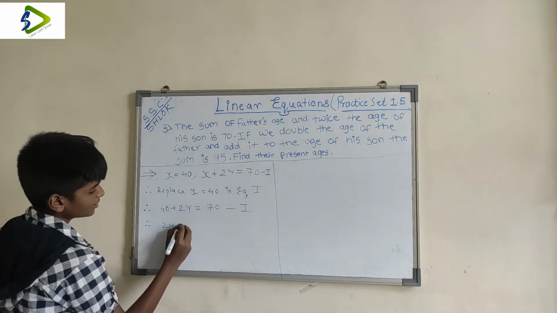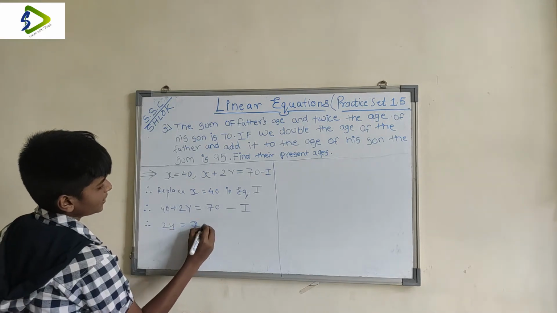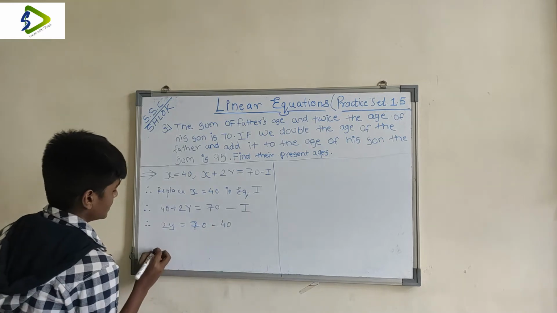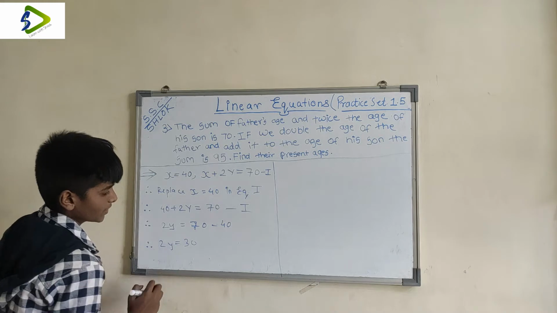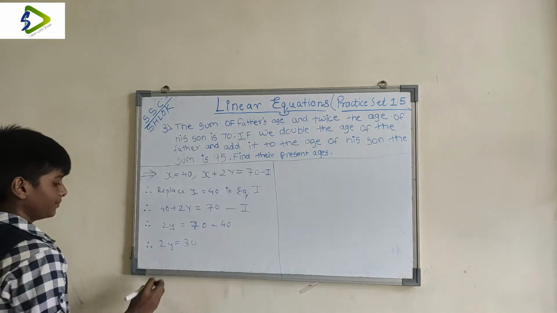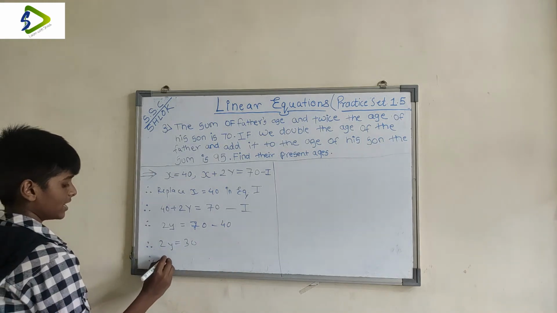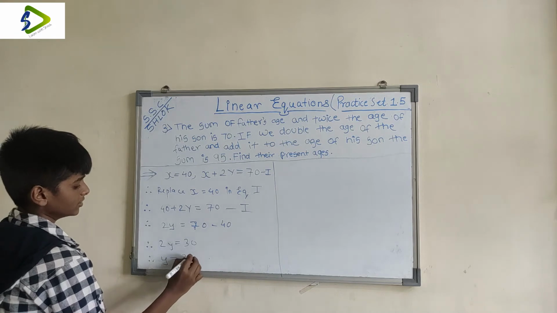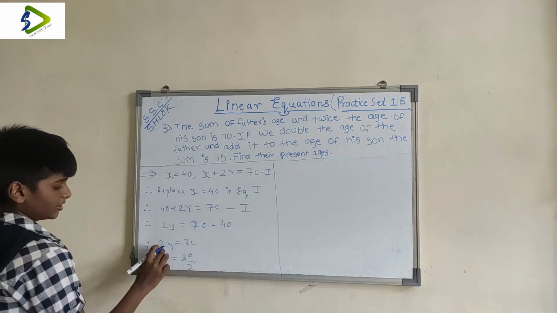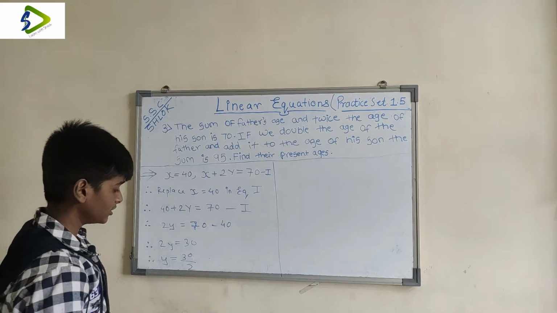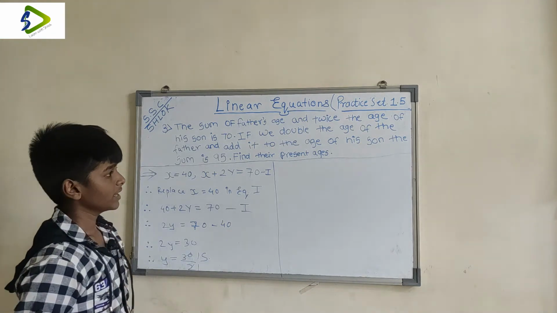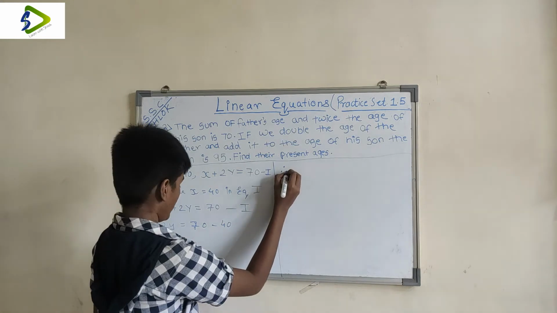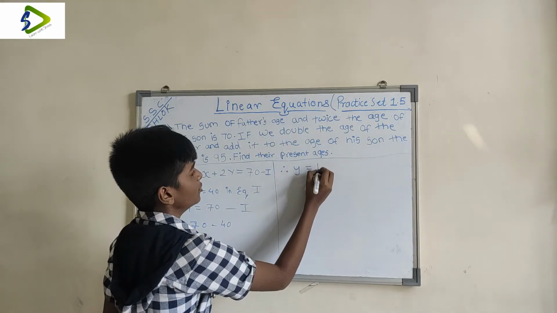It becomes 2y is equal to 70 minus 40. That means that 2y is equal to 30. 70 minus 40 is 30, and that means that y is equal to 30 by 2. Why 2? Here multiplication goes to the other side and becomes division. So now if you divide this by 2, 2 ones are 2 and 2 fifteens are 30, and that means that the value of y is equal to 15.